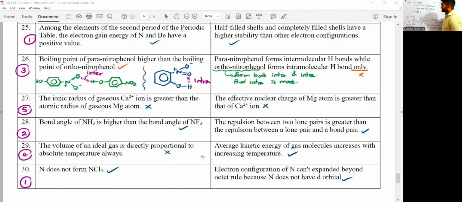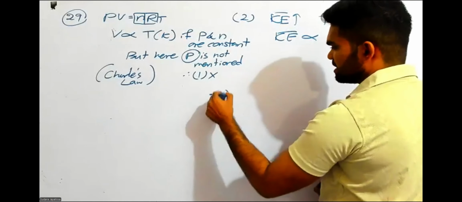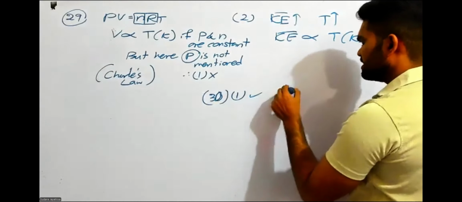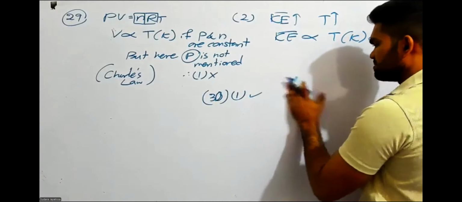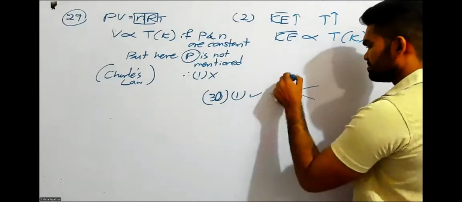30th MCQ. It says nitrogen does not form NCl5. That is correct. So this is an easy question actually. PCl5 can exist, but NCl5 does not exist. So the first one is correct for the 30th. Why? PCl5 is there, but NCl5, you can't draw NCl5.